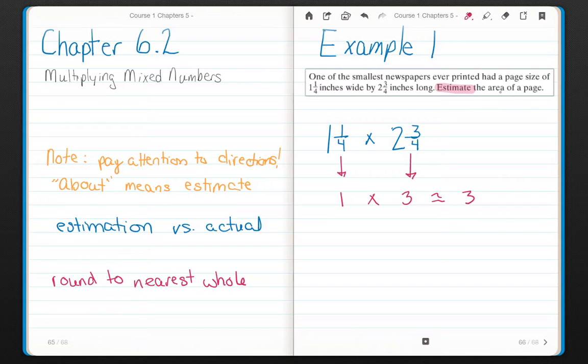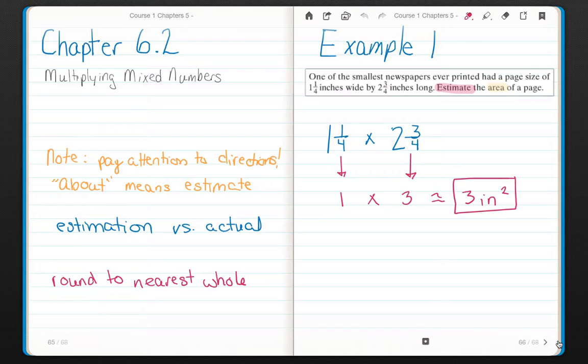Now, area. Because this is area, these are my units. I need to make sure that I'm including my units, which are inches. So 3 inches squared. Area is always squared. Okay? So the area of my newspaper is about 3 inches squared. Not very big at all.